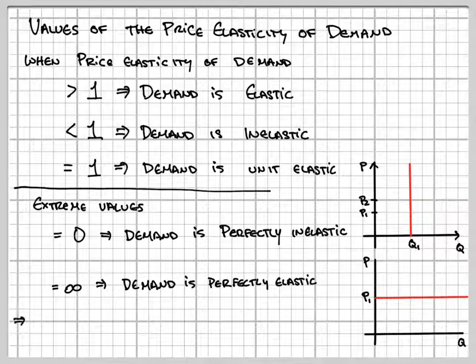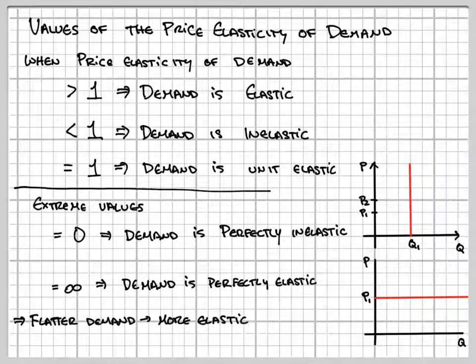Finally, the rule of thumb is a flatter demand curve means more elastic demand. So the shape of the demand curve determines the elasticity of the demand. And in the next set of notes, we're going to talk about the different demand curves, and we're going to talk about different characteristics of the demand curve and how that determines the elasticity.